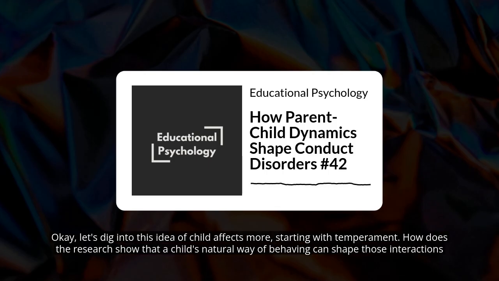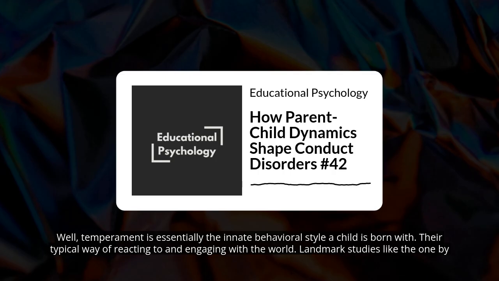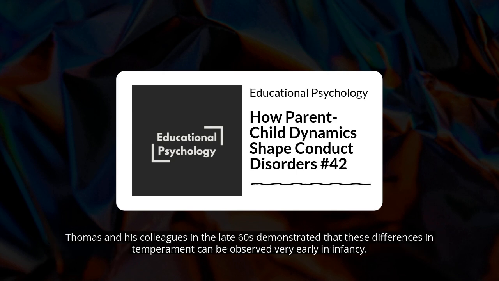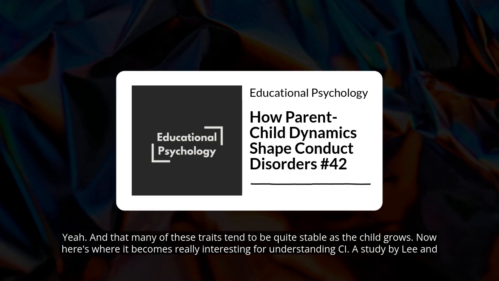Okay, let's dig into this idea of child effects more, starting with temperament. How does the research show that a child's natural way of behaving can shape those interactions with their parents? Well, temperament is essentially the innate behavioral style a child is born with, their typical way of reacting to and engaging with the world. Landmark studies, like the one by Thomas and his colleagues in the late 60s, demonstrated that these differences in temperament can be observed very early in infancy. Really early. Yeah, and that many of these traits tend to be quite stable as the child grows.